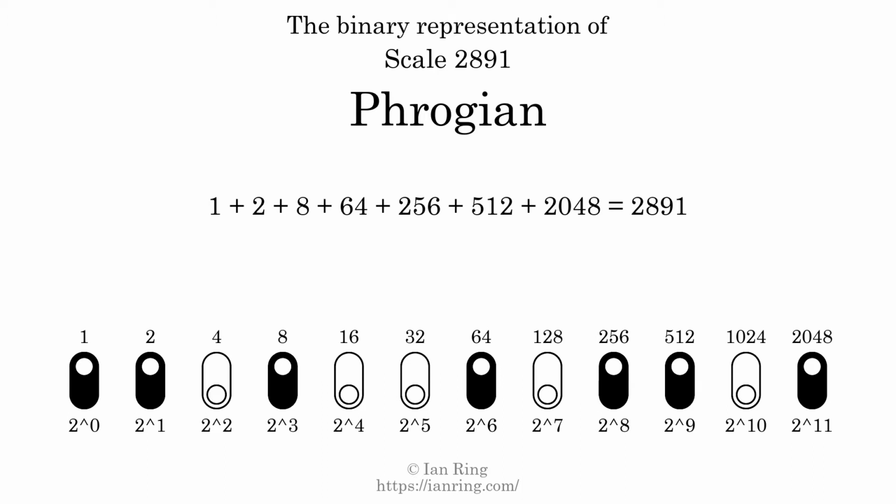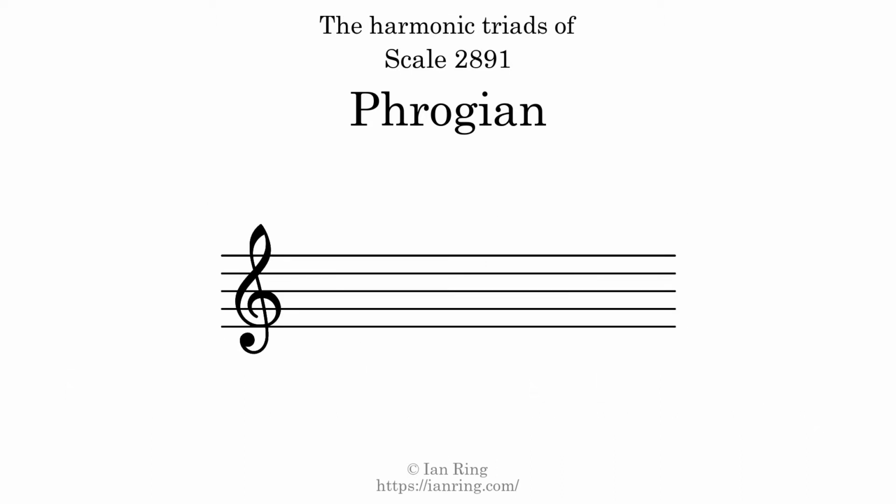2891. The scale number not only enumerates the scale with a unique index, but it also literally describes the tonal content of the scale. Represented as a binary number in base 2, the scale number is 1011010001011. Here are the harmonic triads present in this scale.